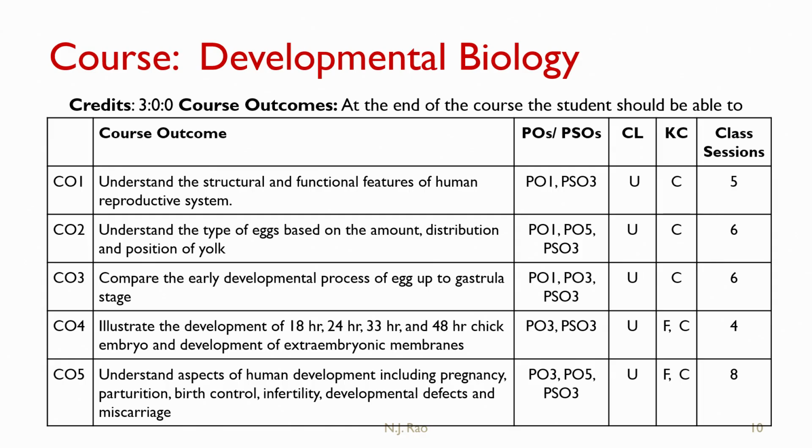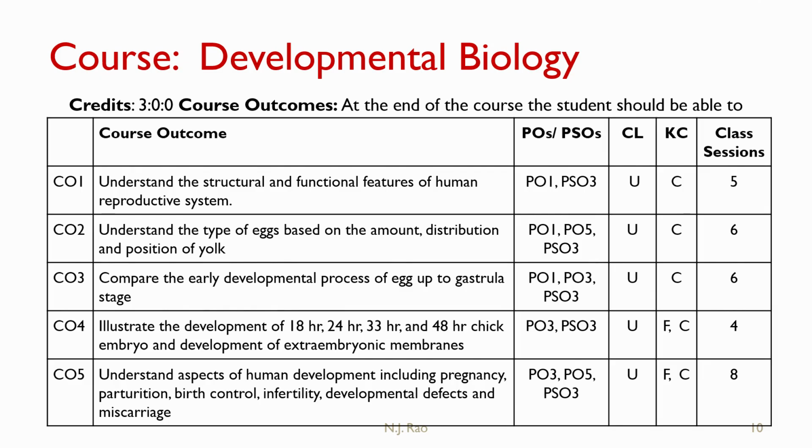See, right in the first page itself, we have seen that CO5 takes 8 classroom sessions in the view of the teacher, whereas CO4 takes only 4 sessions. So, they can differ from one CO to the other. Then take the first one: understand the structural and functional features of the human reproductive system. Now, the word understand itself very clearly says it belongs to the cognitive level. CL is cognitive level, and we put U as the label, the tag for that. And then the knowledge categories, it is mainly conceptual.